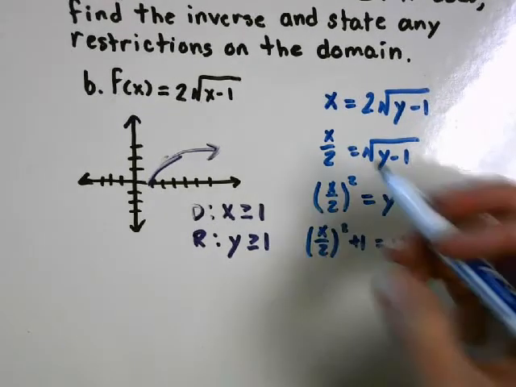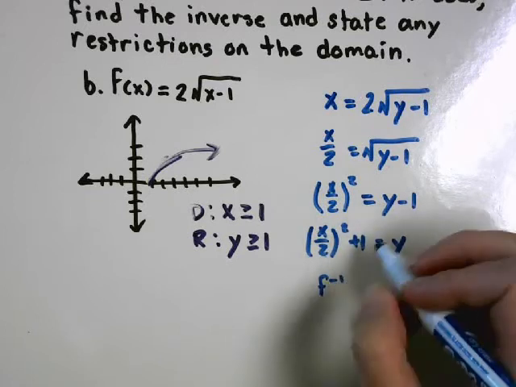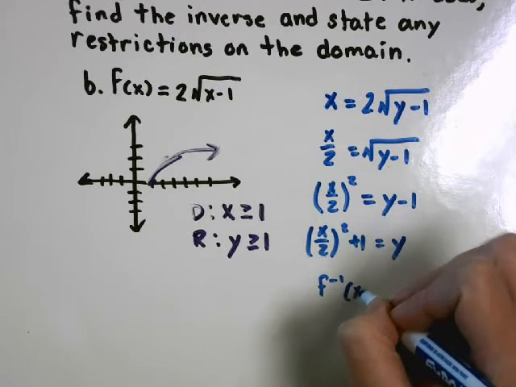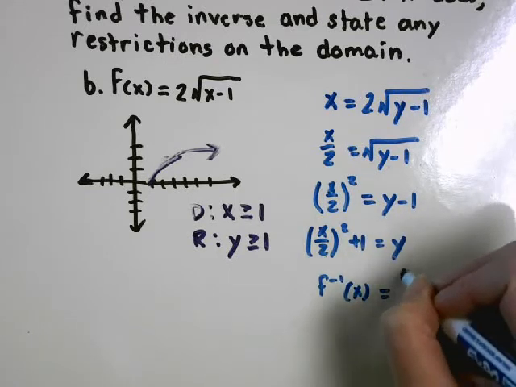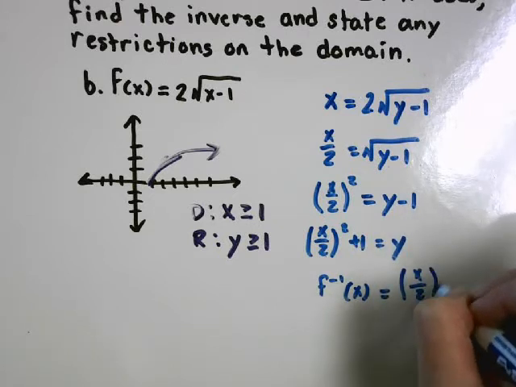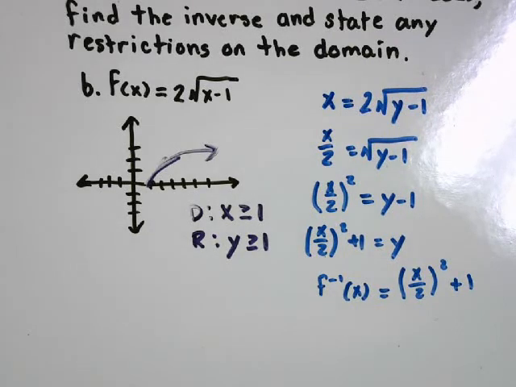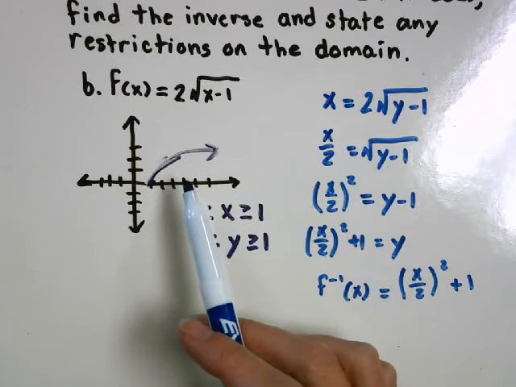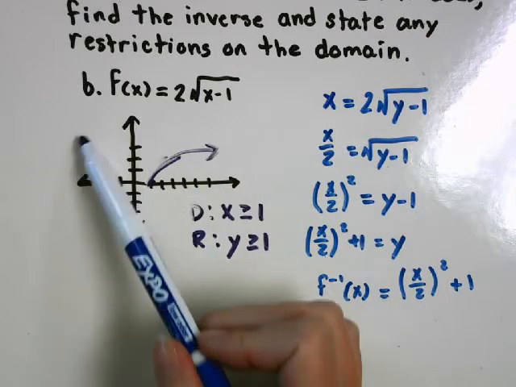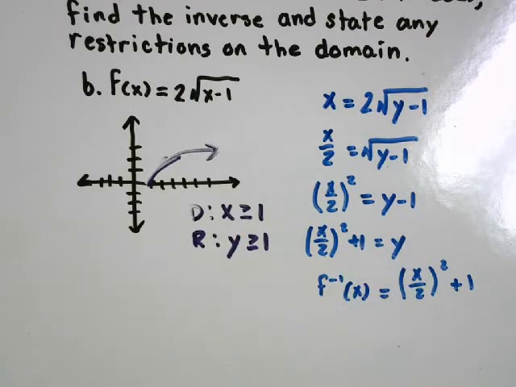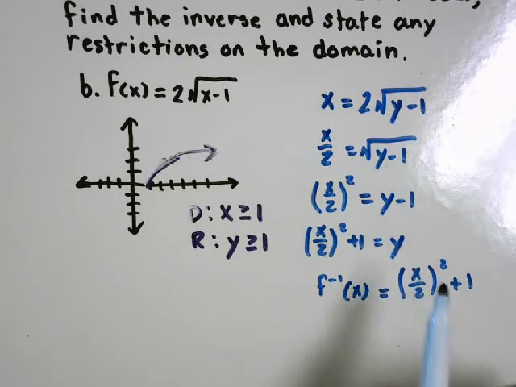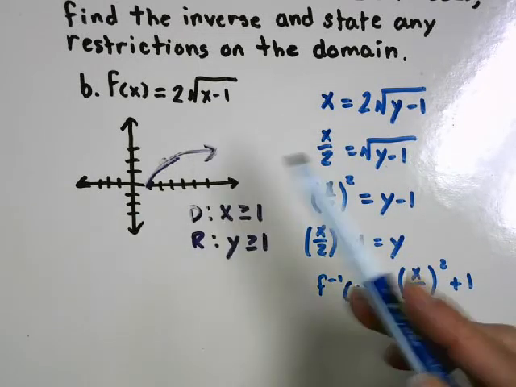So my inverse function is (x over 2) squared plus 1. But we have to restrict the domain, because if I were to graph this parabola, it's not going to look like this. It's going to be the whole parabola. So the inverse function is only for the values that match this graph.